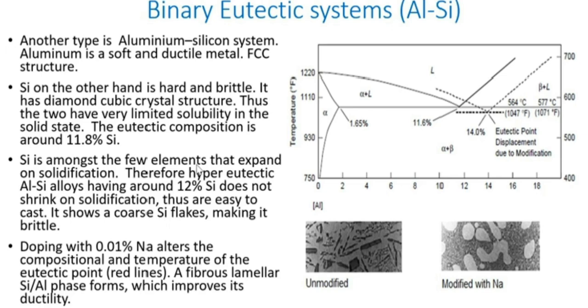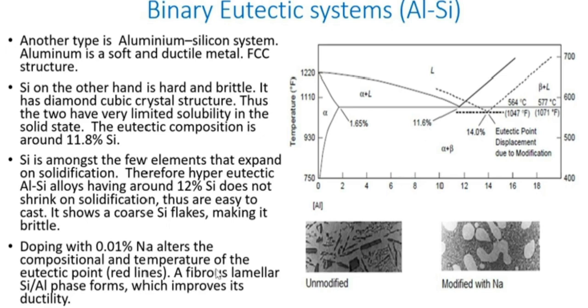And silicon is one of the few elements that expand on solidification, right? Therefore, hypereutectic aluminum silicon alloys have 12% silicon and do not shrink. Anything after this portion is hyper, and before the eutectic is hypo. The initial phase diagram is brittle in nature, right? Up to 11.6% is the eutectic.